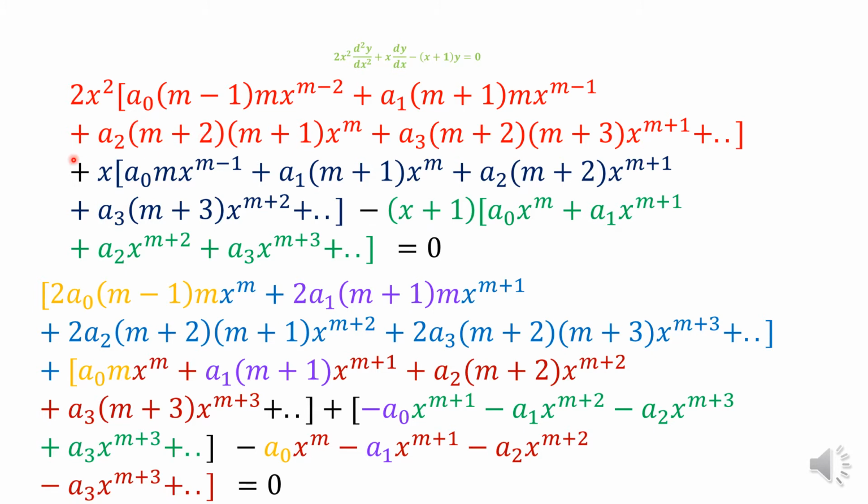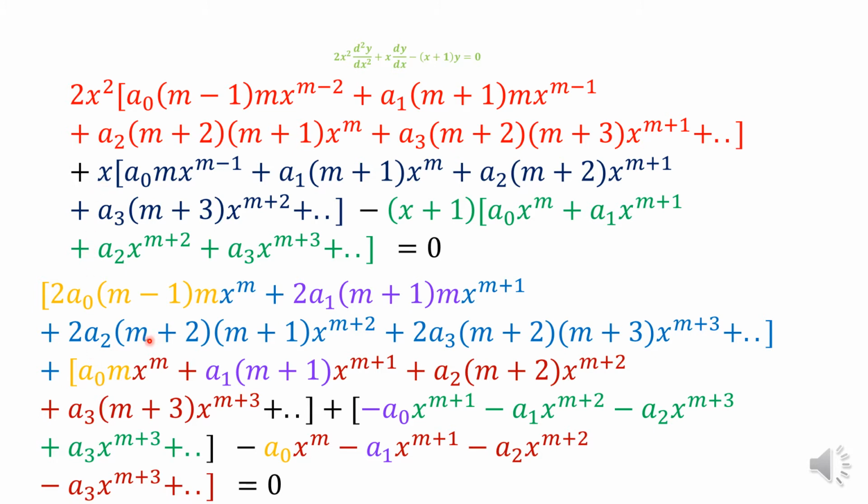Similarly, this will be 2a2, m plus 2, m plus 1, x the power m plus 2, right? Because x square is there, it will be x the power m plus 2, plus 2a3 here as such, right? Sk will be added here, so the term will be x the power m plus 3, and m plus 2 and m plus 3 will be as such. Now this x we can take inside, right?